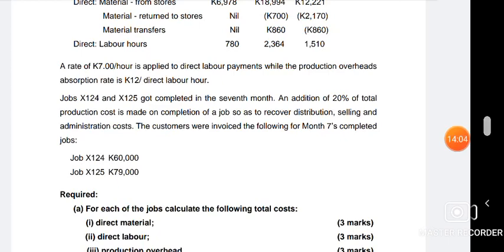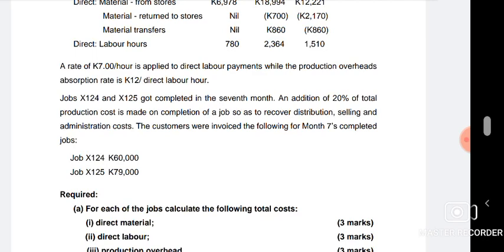So let me just take you back to this 20% and that 54,612 you are seeing as the total cost in job X124. By the way, it comprises this increase of 20%. Now I want to show you how it was put in and how they arrived at the 54,612 there. Well, they said that an addition of 20% of total production cost is made, an addition. So we have to add on 20% of the production cost.